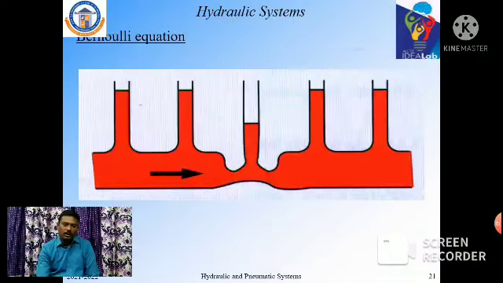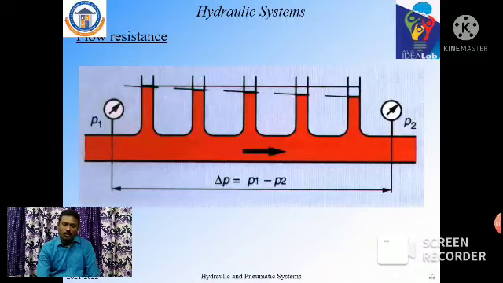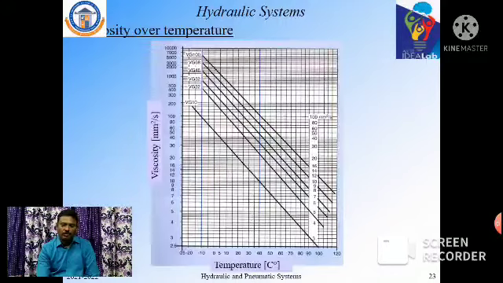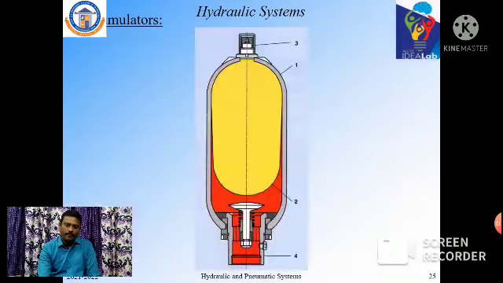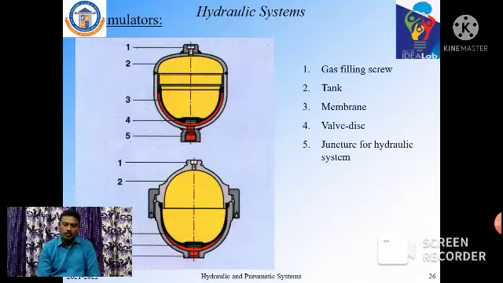This is Pascal's law, Bernoulli's equation, low resistivities. It is temperature versus density. Weight versus pressure versus volume, with the spring, PV with the spring, with a hydrostatic accumulator. Separating parts between the gas and fluid are piston, bladder and membranes. These are the basic hydraulic system symbols: accumulator, gas filling screw, tank, membrane, valve disc.